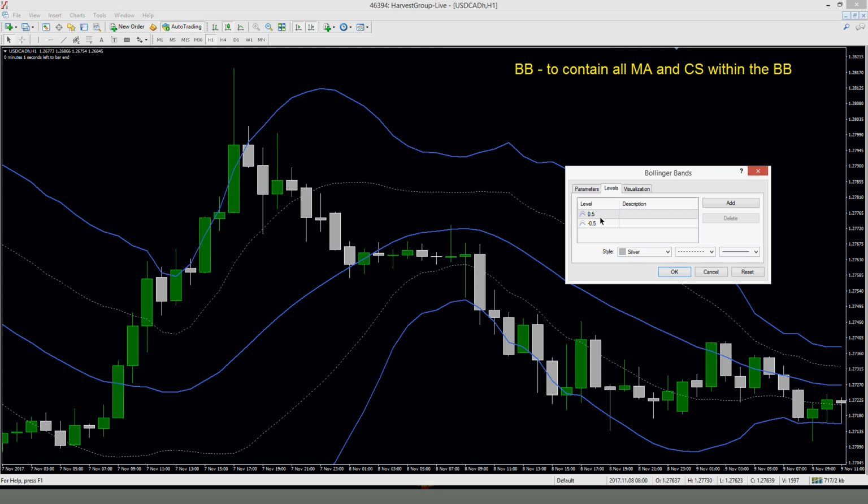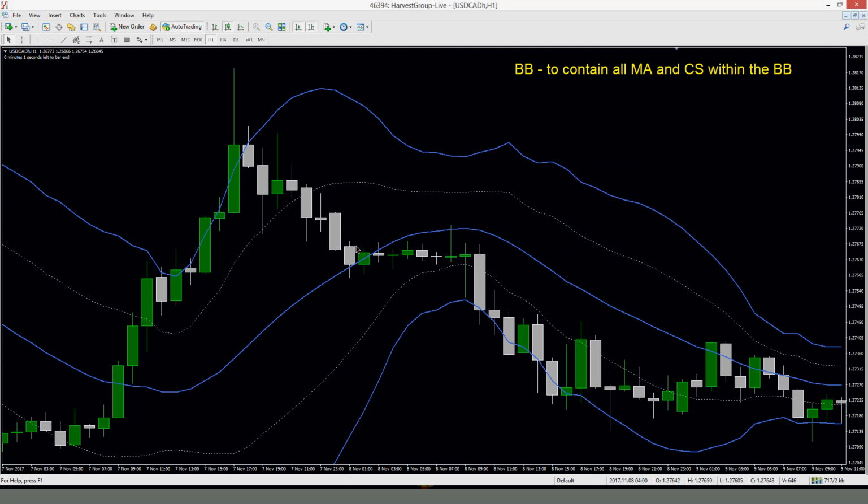However, we add in deviation 1 in the middle. So how you add this is you press add on the levels and you add 0.5 and minus 0.5. So that's how you get the deviation 1.